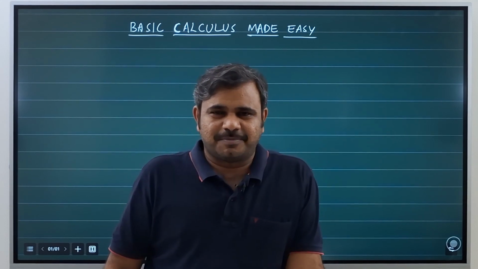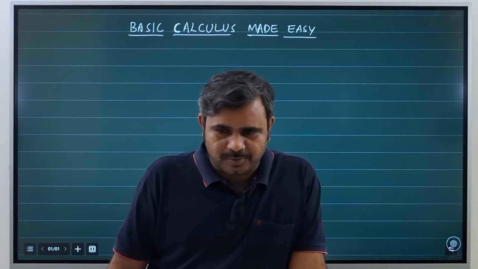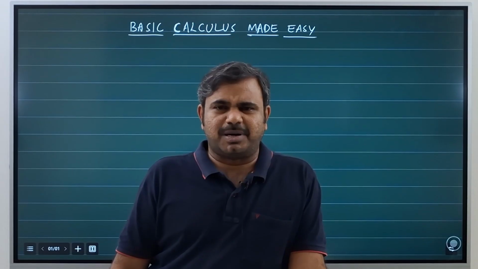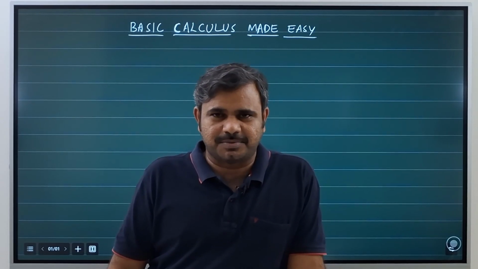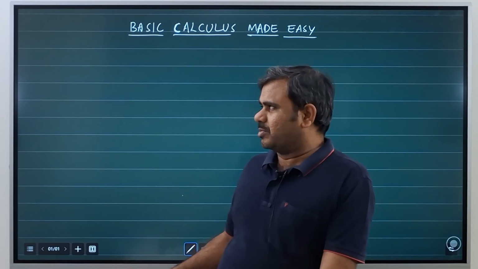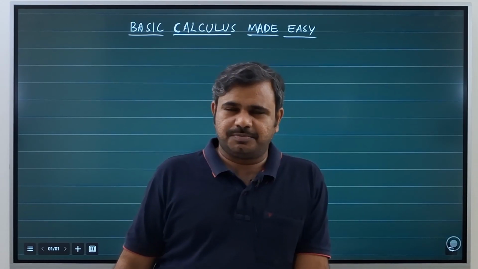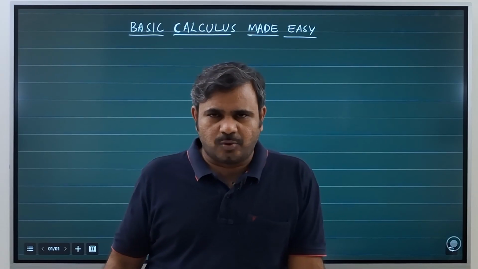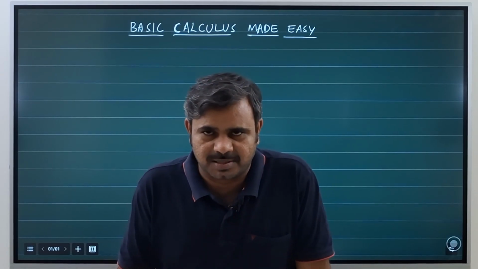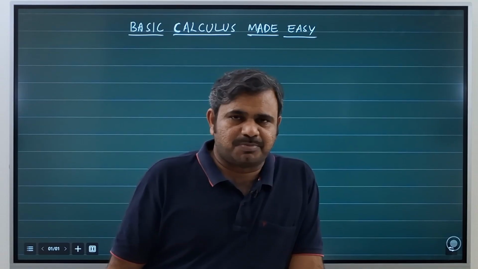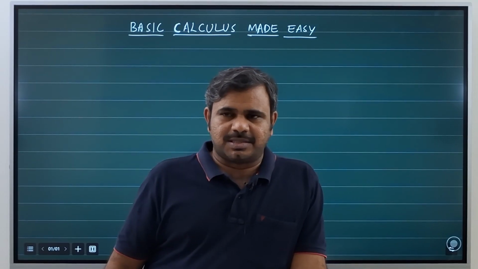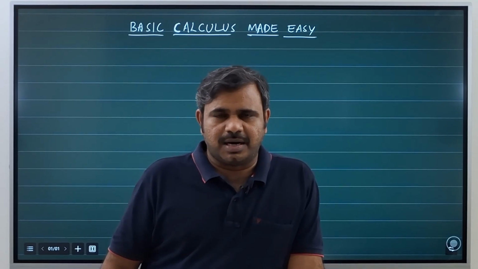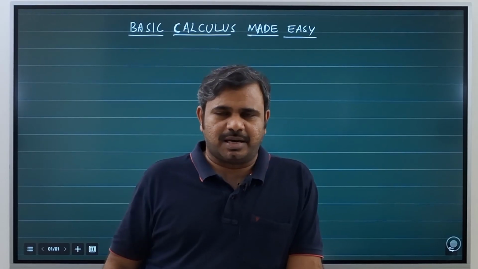Hello students, as a part of our series Mathematics for High School Physics, from this class onwards we are going to discuss basic calculus. As I said, there are three parts in the course Mathematics for High School Physics that we are going to discuss. The first part is trigonometry. We discussed trigonometry, and the second part is basic calculus.